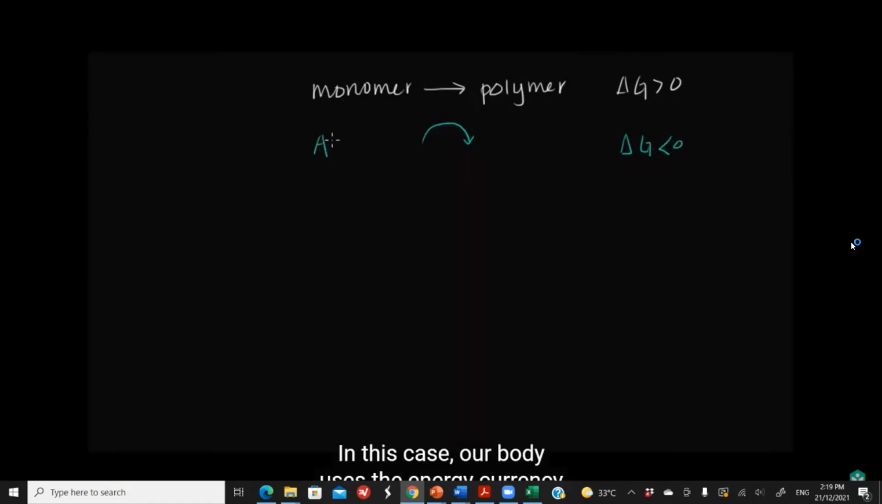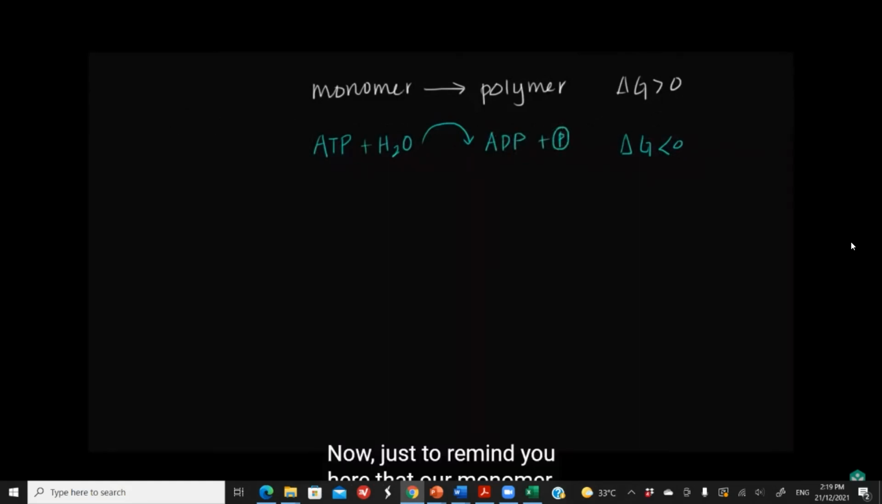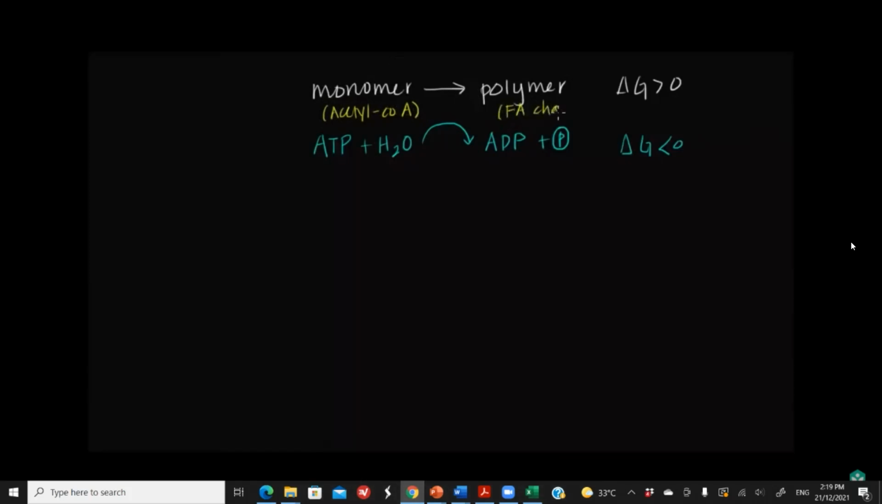And in this case, our body uses the energy currency of our cell, ATP. And of course, we know its reaction with water has a very favorable delta G value, very negative. And so when we break it down, we form ADP and a free phosphate group. Now, I just want to remind you here that our monomer, when we're talking about fatty acid synthesis, is acetyl CoA. So these two-carbon subunits, we're going to link together to form a large fatty acid chain.